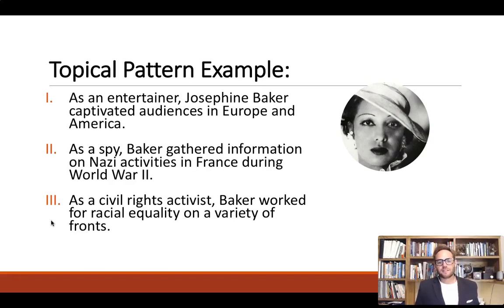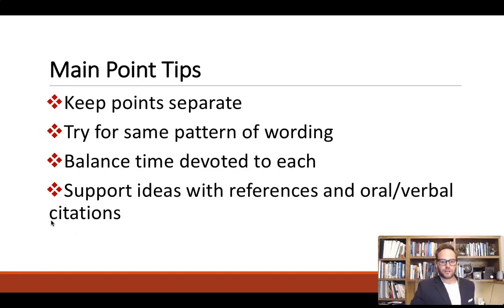But again, the idea is with this typical topical pattern, you have the main point, which is maybe a person, a place, a thing, a concept, and the main points are all related to that main point, but there might be various facets of that main point. So Josephine Baker was an entertainer, a spy, and a civil rights activist, and so we can see that transpiring.